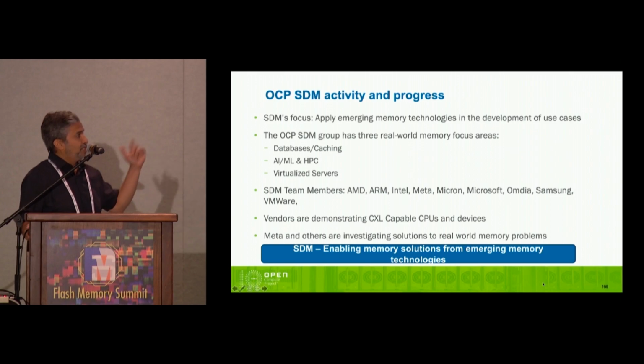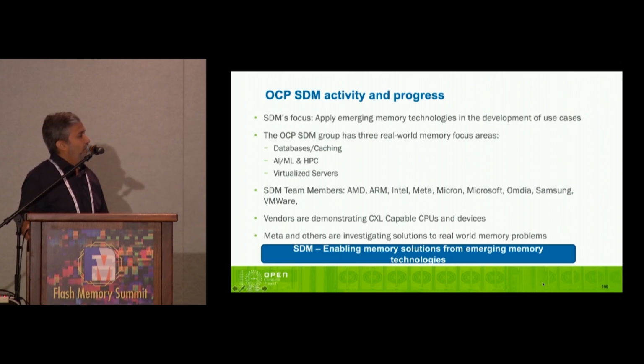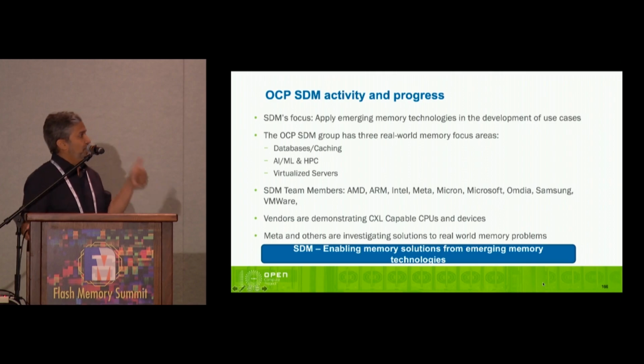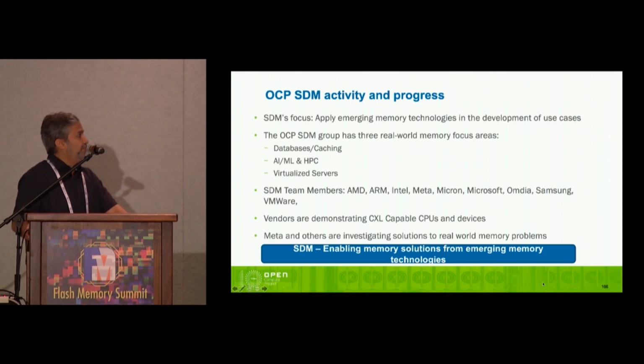We started that almost 1.5 years back in OCP. This group is right now focusing on three major work streams. One use case is focused on virtualized servers, database and caching is the second stream, and the third one is AI, ML, and HPC. We have had multiple people who have brought forward their hardware, software, use cases, as well as benchmarks. You have the names of those. Those are the people who have come forward together.